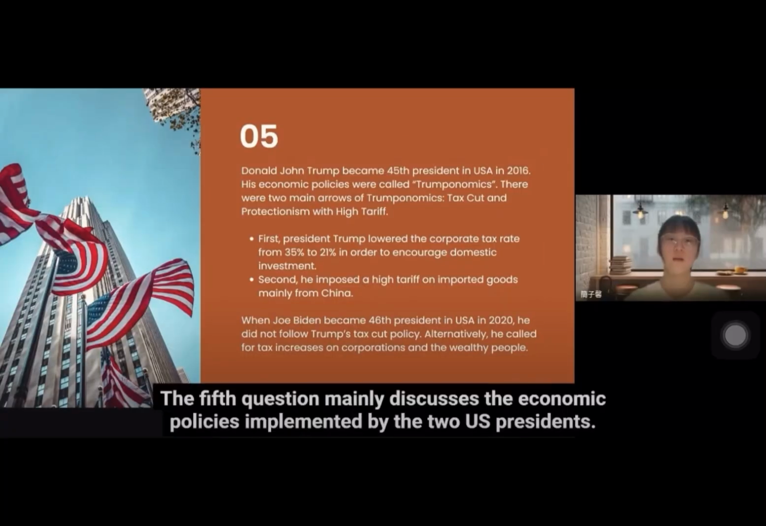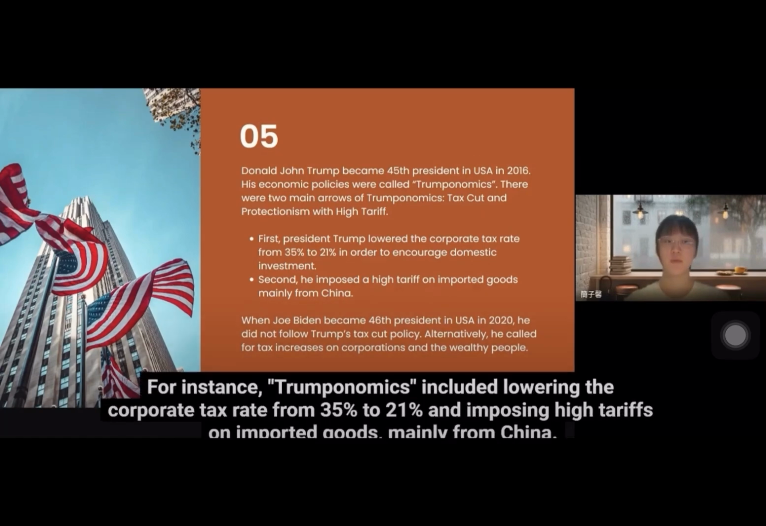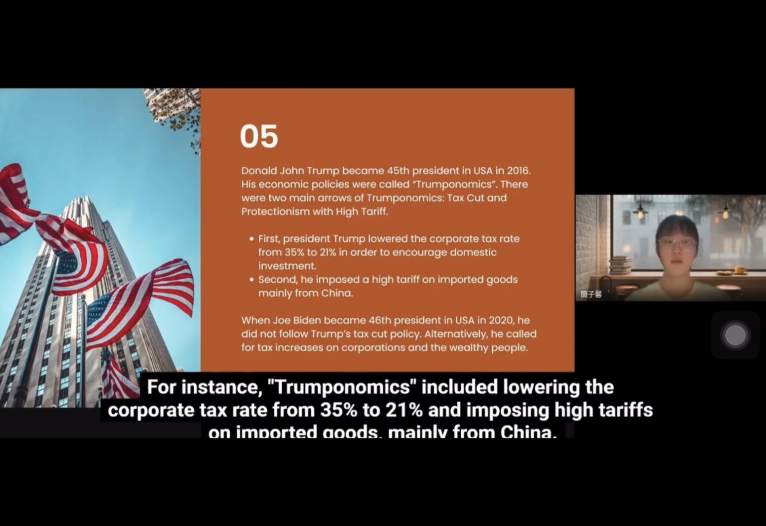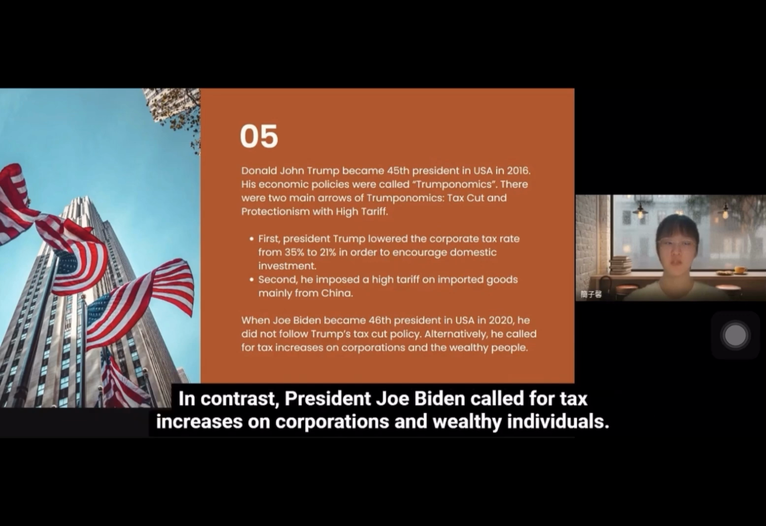The fifth portion mainly discusses the economic policies implemented by two U.S. presidents. For instance, Trumponomics included lowering the corporate tax rate from 35% to 21% and imposing high tariffs on imported goods mainly from China. In contrast, President Joe Biden called for tax increases on corporations and wealthy individuals.